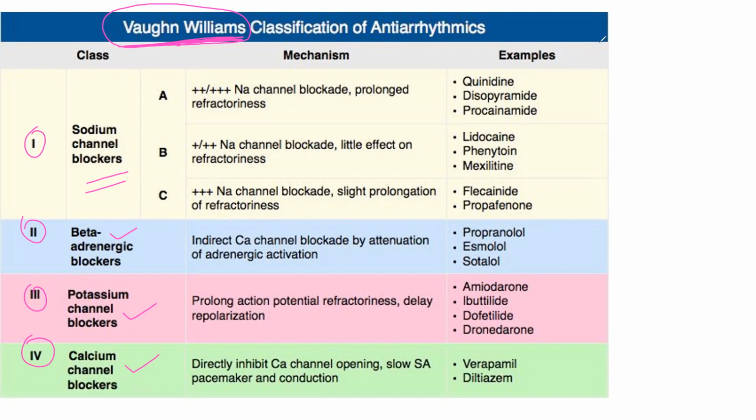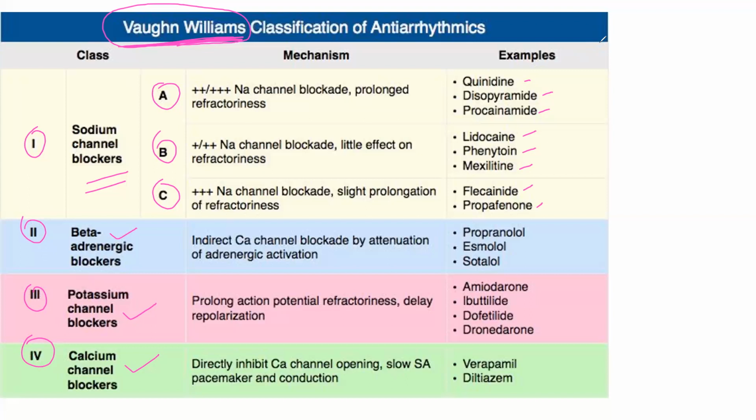Again, class 1 is divided into class 1A, 1B, 1C. 1A drugs include quinidine, disopyramide, procainamide. 1B includes lidocaine or lignocaine, phenytoin, mexiletine. Class 1C includes flecainide, propafenone.